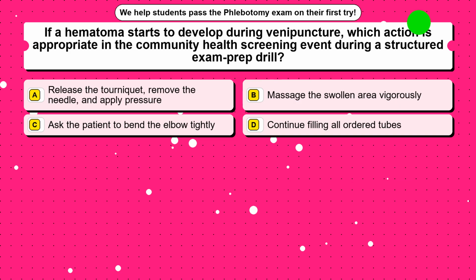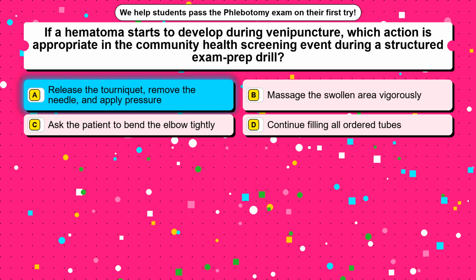Question 9. If a hematoma starts to develop during venipuncture, which action is appropriate in the community health screening event during a structured exam prep drill? Option A. Release the tourniquet, remove the needle, and apply pressure. Option B. Massage the swollen area vigorously. Option C. Ask the patient to bend the elbow tightly. Option D. Continue filling all ordered tubes. The correct answer is option A.